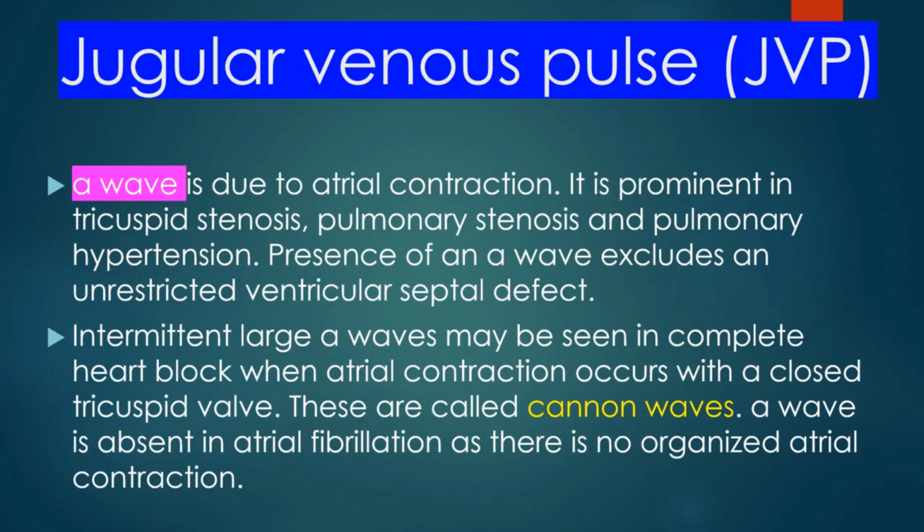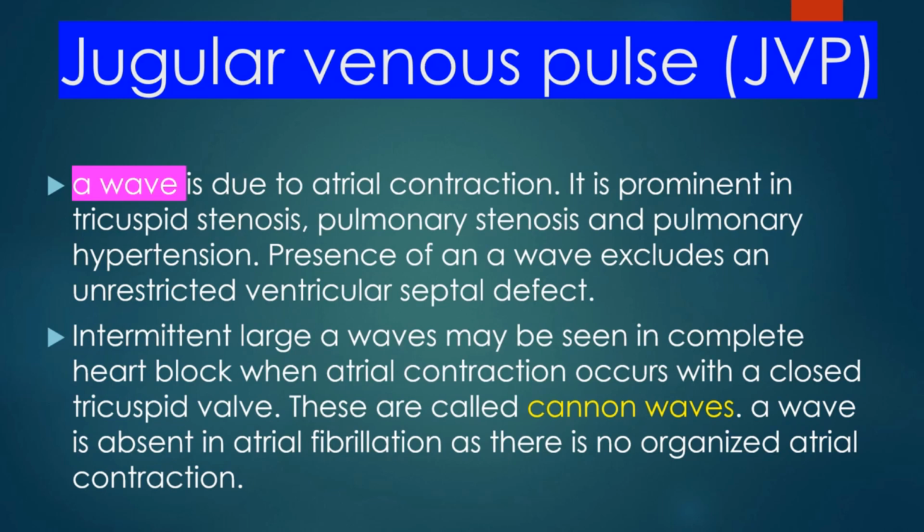A wave is due to atrial contraction. It is prominent in tricuspid stenosis, pulmonary stenosis and pulmonary hypertension when the atrial contraction is more forceful. Presence of an A wave excludes an unrestricted ventricular septal defect.